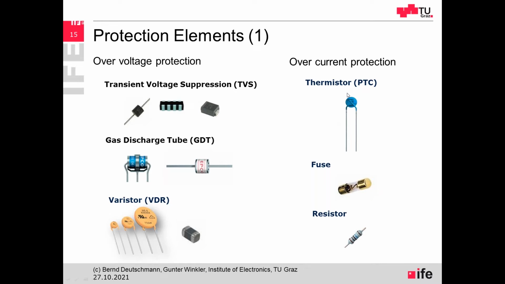Then here on the right-hand side, you can see the overcurrent protection structures, like thermistors, so positive temperature coefficient elements, fuses that blow if the current is too big, or also resistors can be used. And later on, we will see how good or how bad these elements are when it's about protecting, for example, integrated circuits.